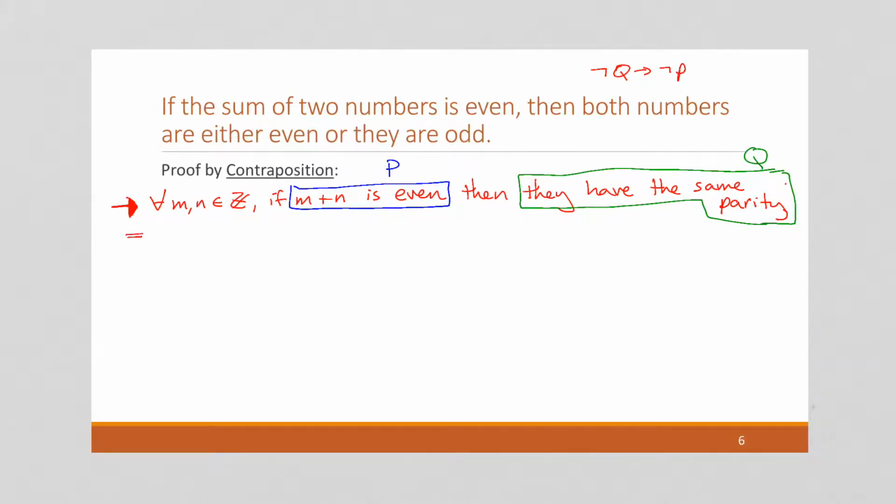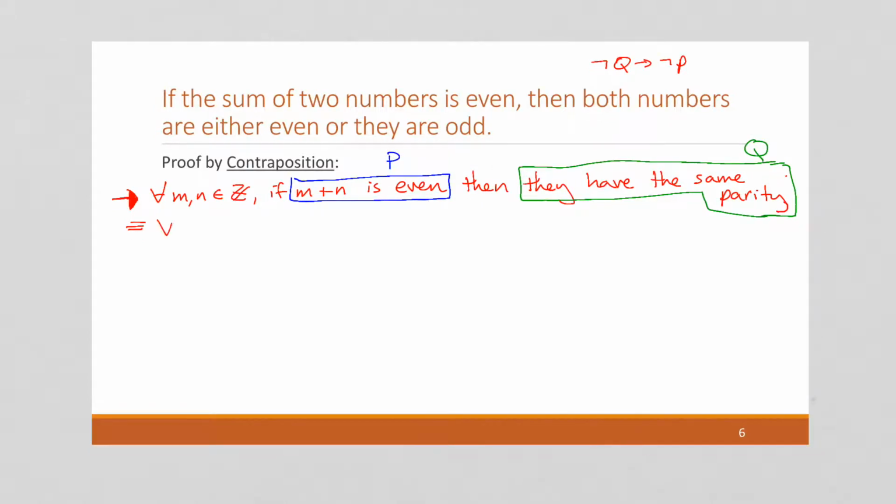So we're going to say this is equivalent to, for all m and n in the integers, if m and n do not have the same parity, then I'm going to take the negation of P. M plus n is odd.